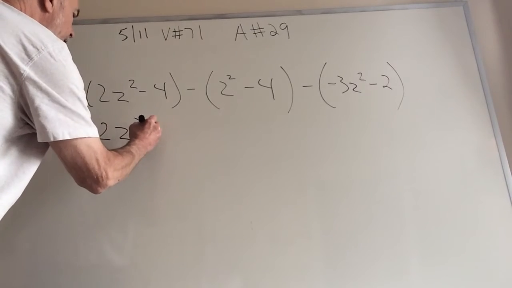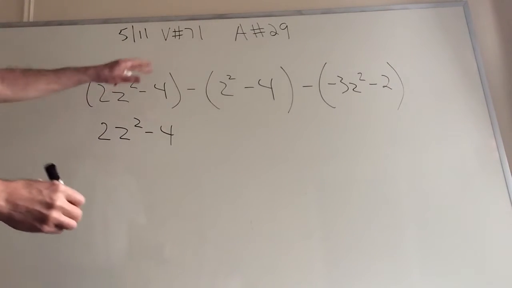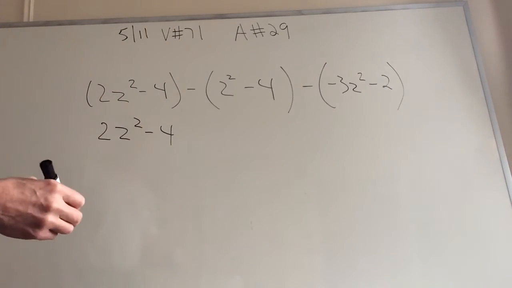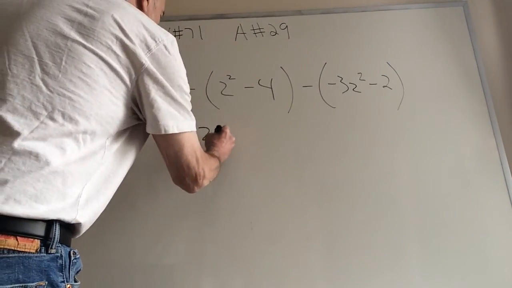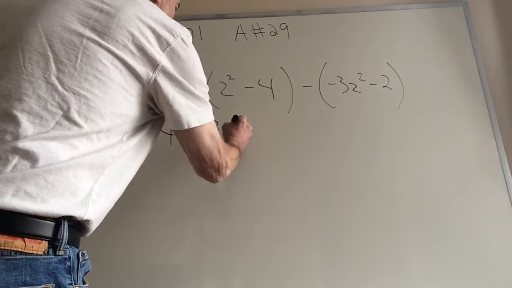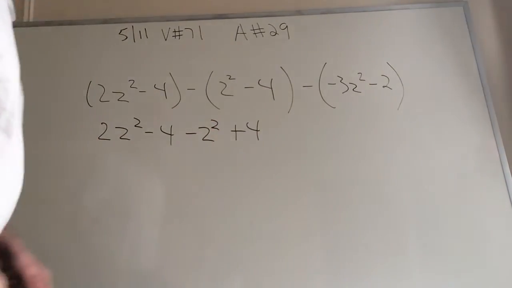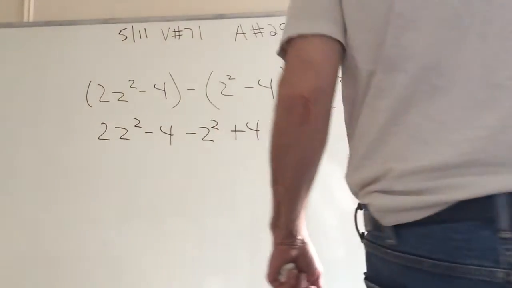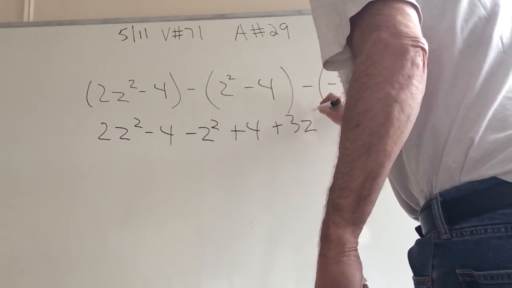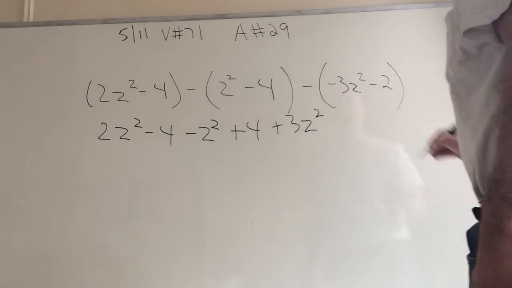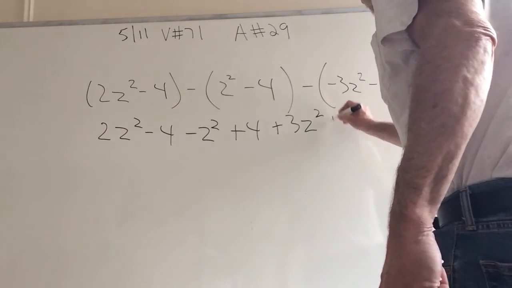And there's 2z squared minus 4. According to what I said, I just got rid of the parentheses. Negative becomes positive, so that becomes that. And there, this becomes that. It's been explained to you. This time we're going left to right. There's the opposite of 3z, negative 3z squared. And there's the opposite of 2.